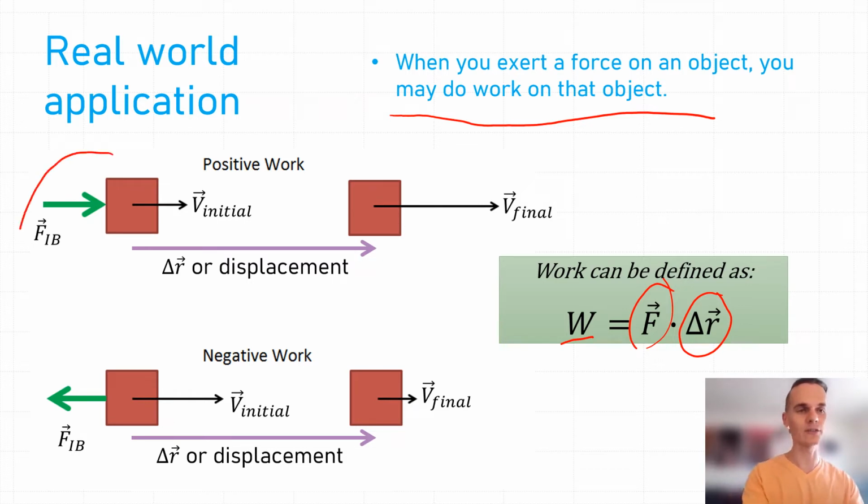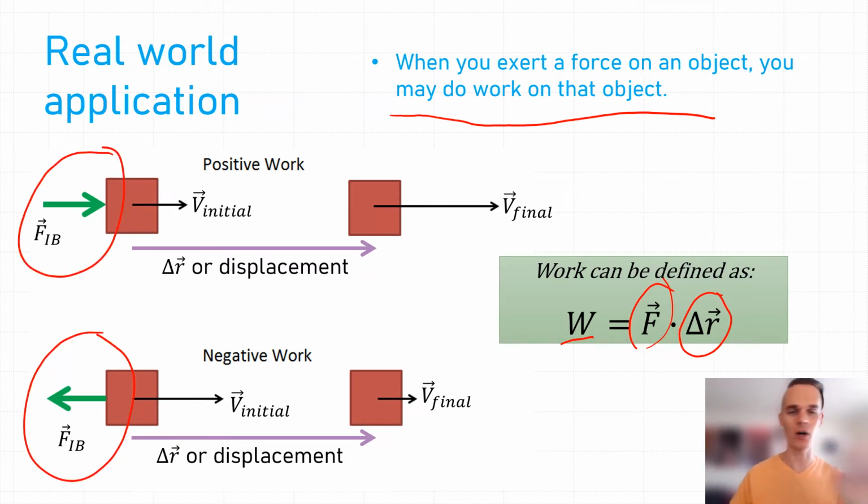We have two force vectors on our diagram. They have the subscript of IB. Why is this important? This signifies that this is the force Ian is exerting on the box. And this is going to correspond to a work, the work that Ian does on a box. So let's go ahead and move on to the next slide and do a work dot product example.